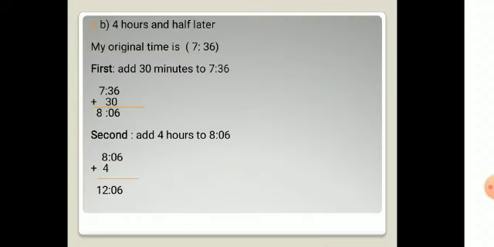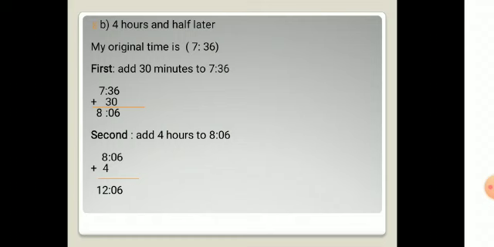The second part of the question is that I have to know the time 4 hours and a half later. My original time is 7:36. I need to know the time after 4 hours and a half. Later means after, later means that I have to add. So I have to write 7:36 and then plus 4 and a half. What's the meaning of 4 and a half? 4 hours and half an hour. You have to keep in your mind that half an hour is equal to, yes, 30 minutes.